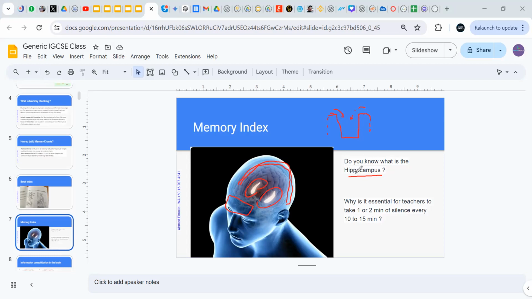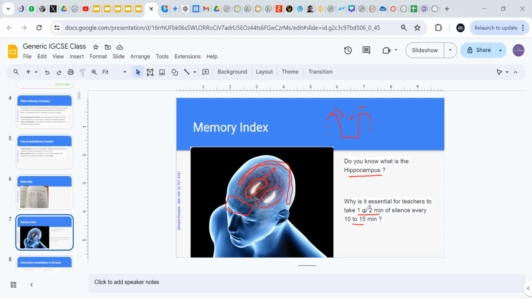So the same goes with the hippocampus. Every 10 to 15 minutes, the hippocampus becomes flooded with information. This is for adults. So typically you need to give a rest to the hippocampus, to give it time to start feeding all the information it has to the permanent memory and empty itself for taking new information. So what we need to do is take a rest, close our eyes, do nothing, listen to nothing for 1 or 2 minutes.